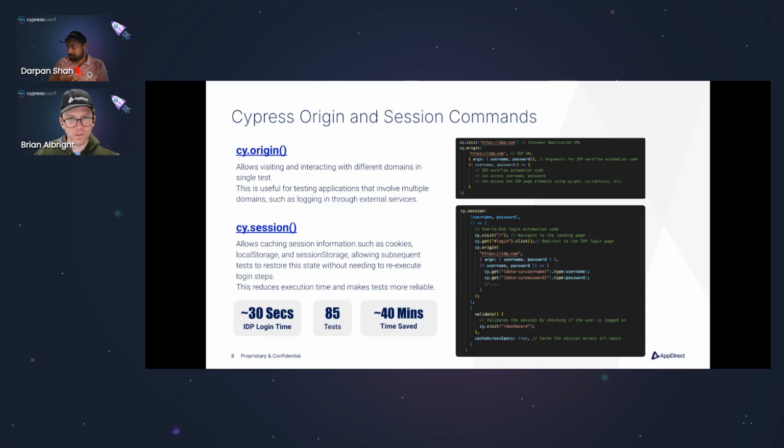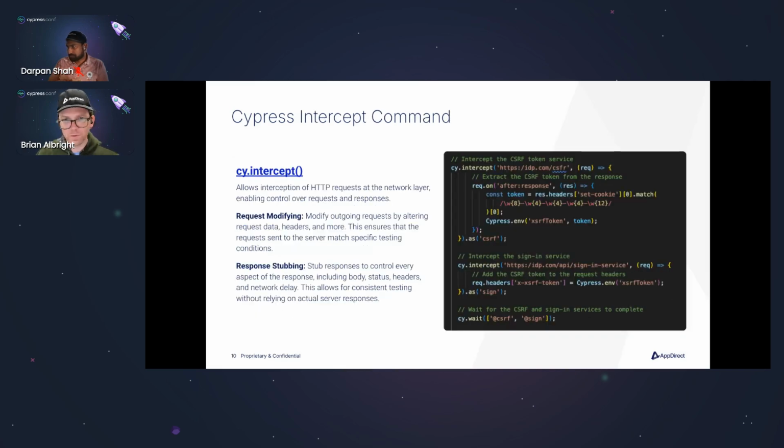Lastly, we also use cy.intercept to capture cross-site request forgery tokens that we need to log into the third-party IDP, so that they know, as we're redirected to their platform, that we're not a hostile actor either.